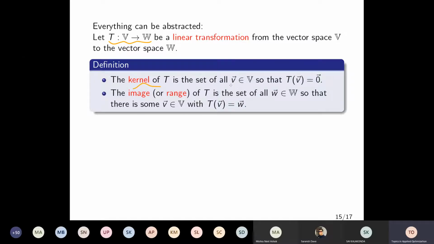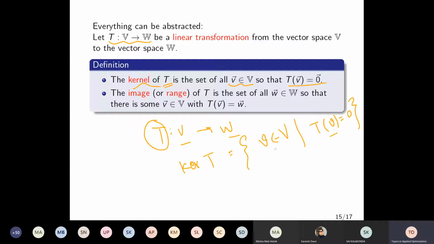The kernel of the transform is the set of all V such that TV is equal to 0. So now we are talking about functions that go from one vector space to another vector space. So far we were talking about a vector space; now we are talking about a function from one vector space to another. We define the kernel of the linear transformation as the set of all vectors V in the domain such that TV is 0.